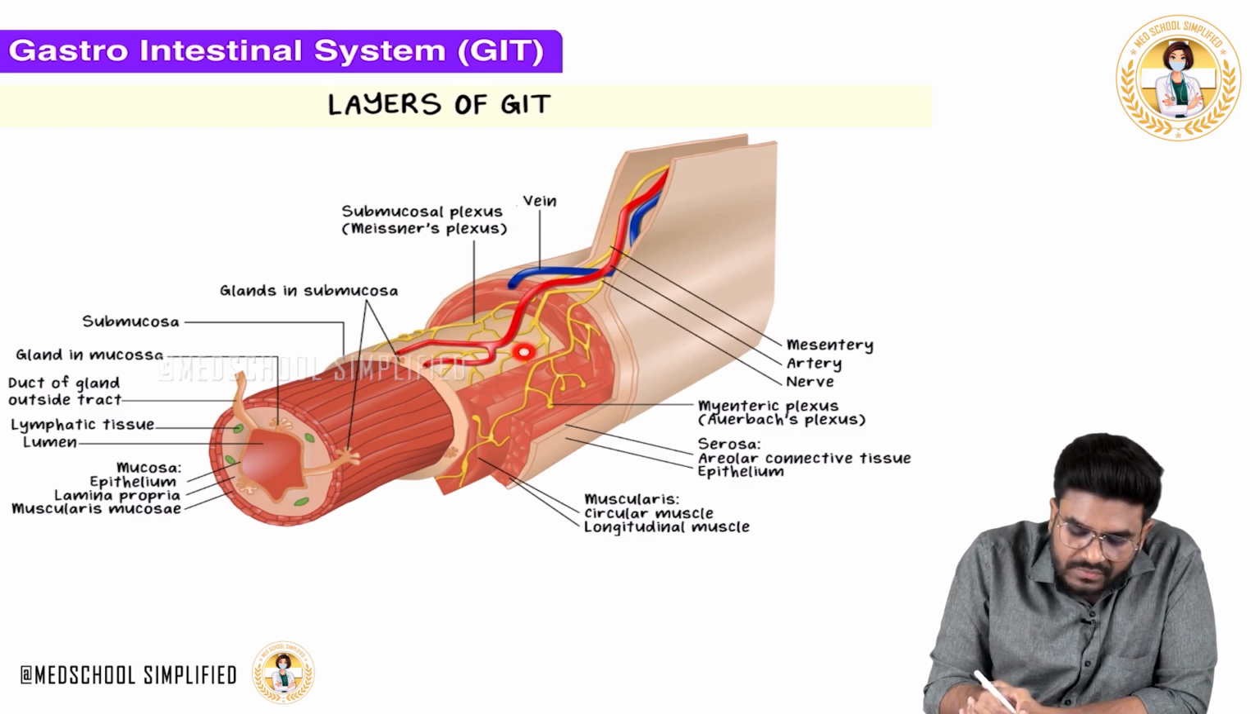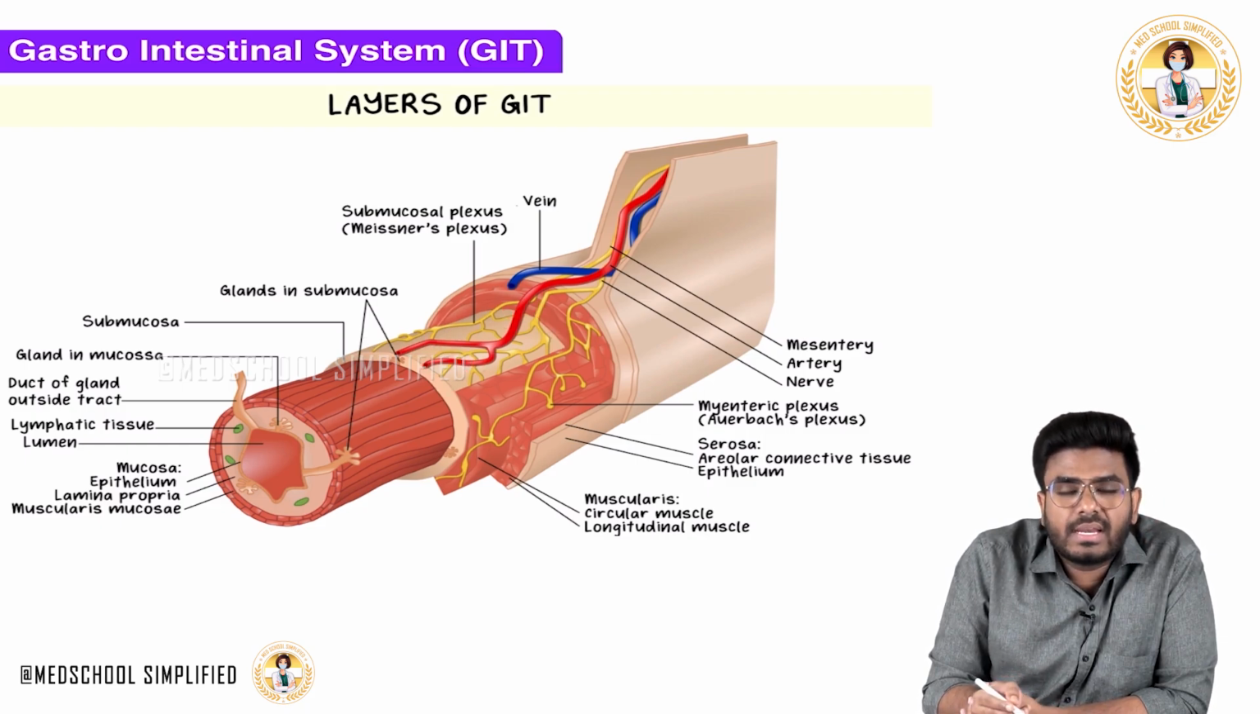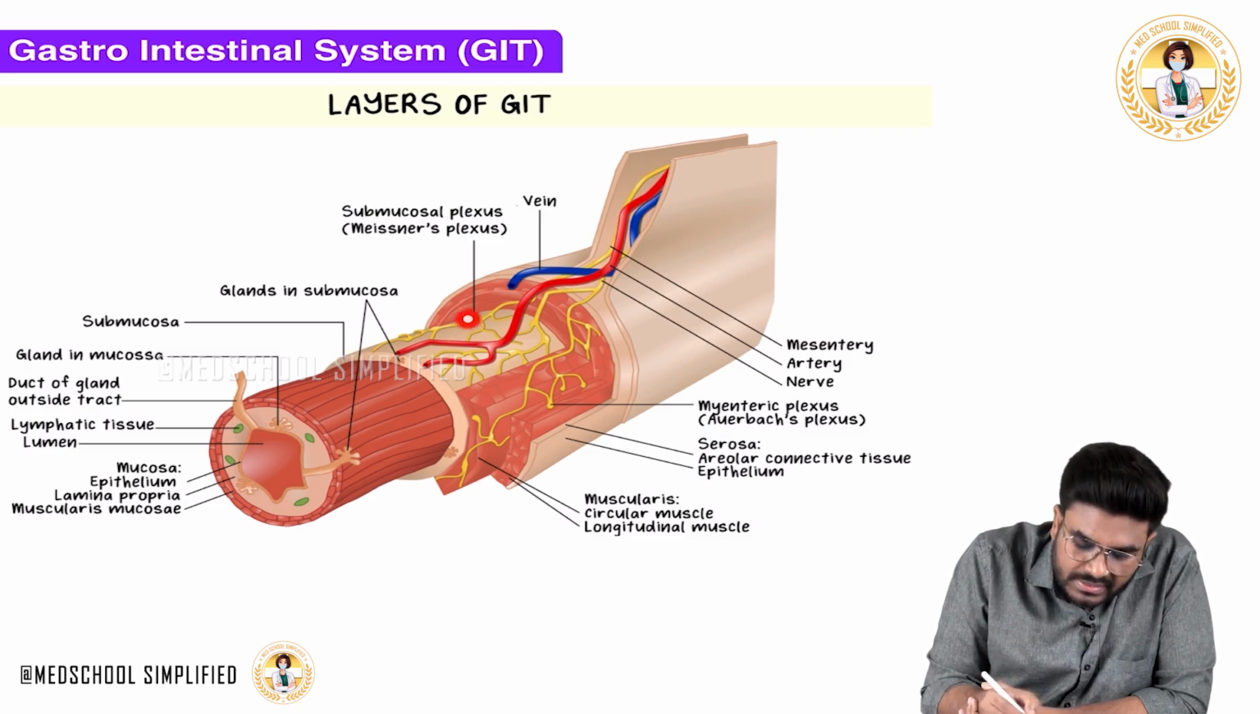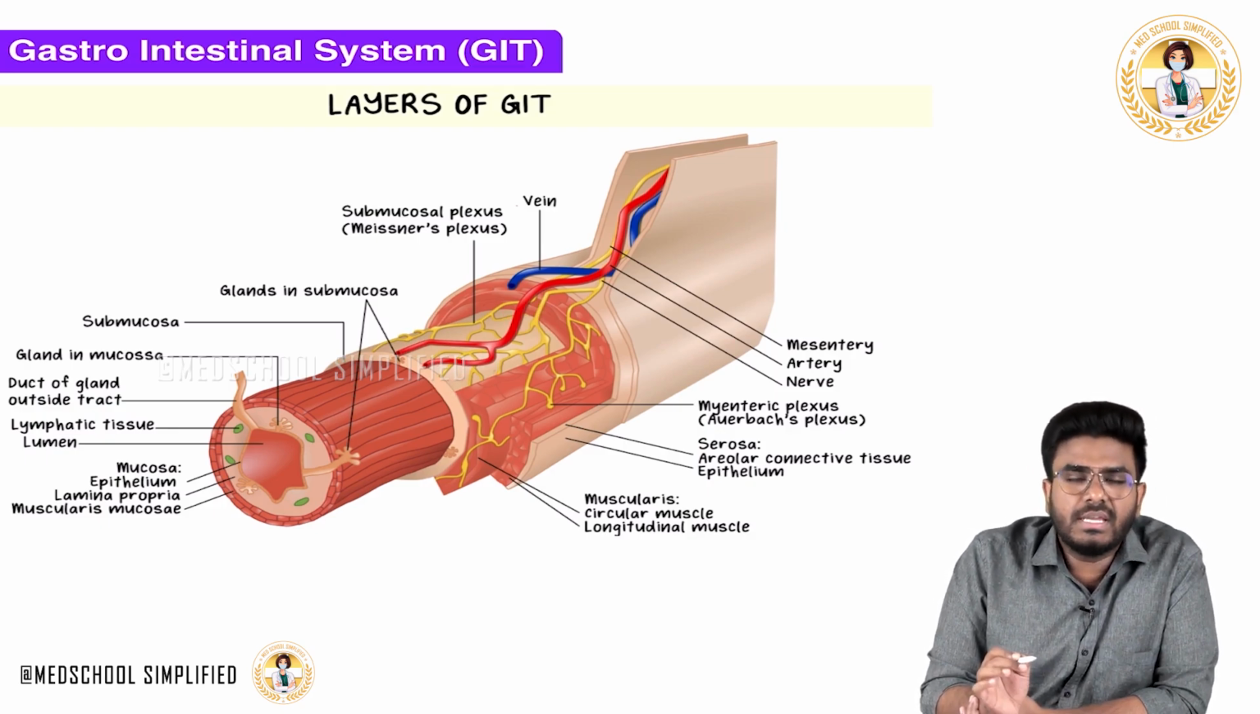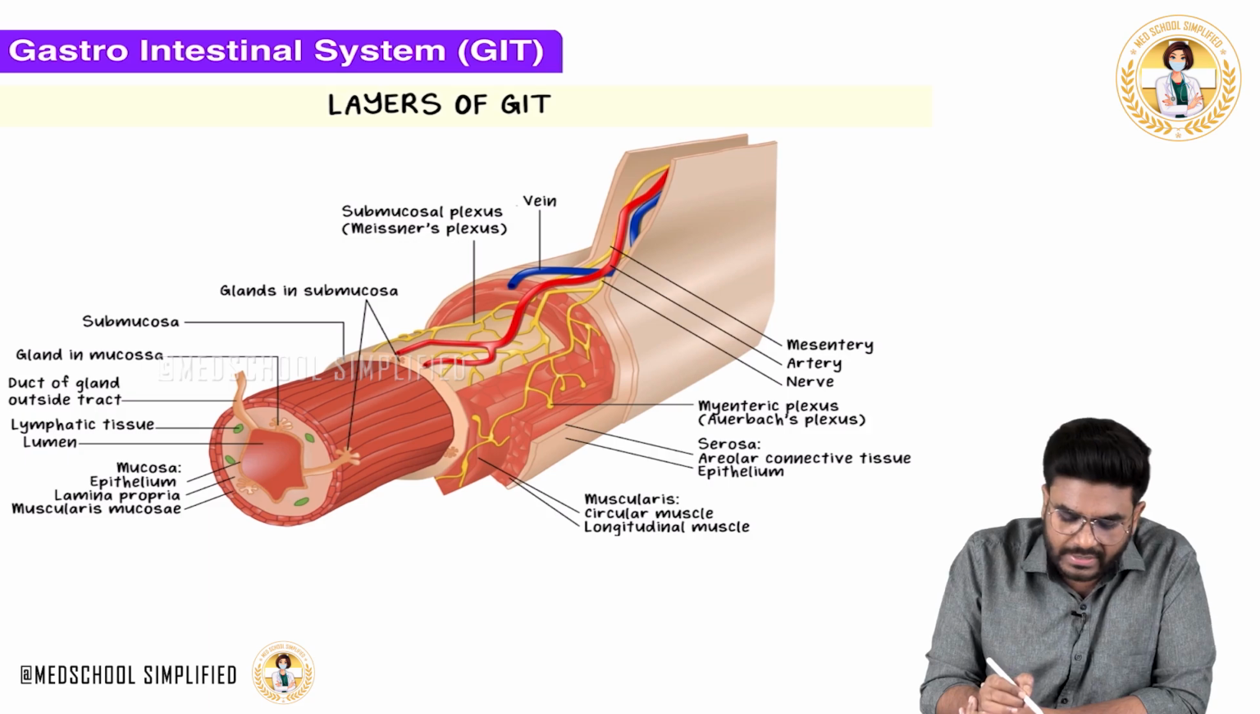Now, what is the importance of this Meissner's plexus? Meissner's plexus is going to the glands. Now, what are the glands going to do? Glands are going to produce the secretions. So Meissner's plexus helps in GI secretions. Okay, well and good.